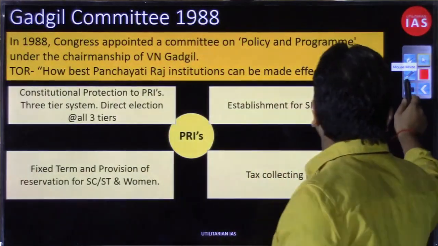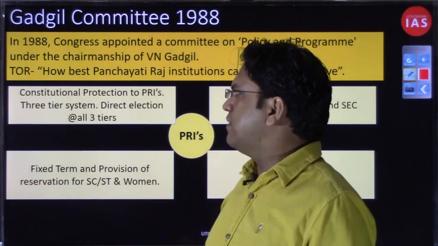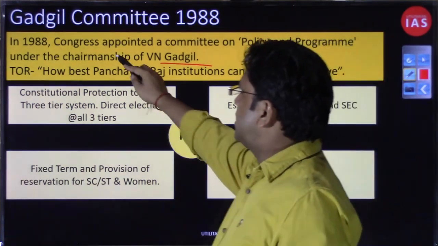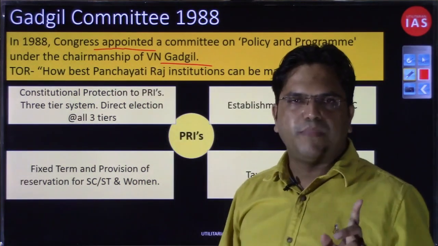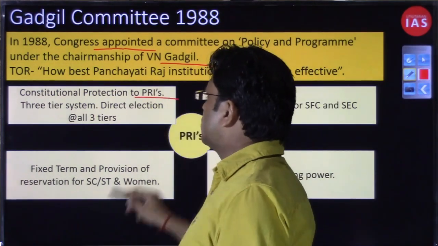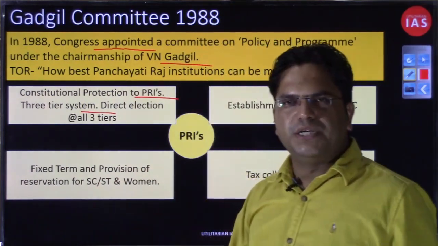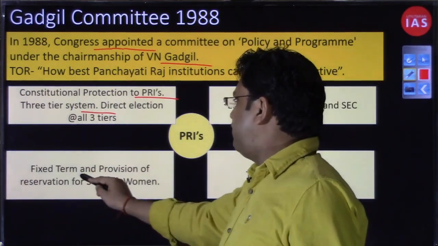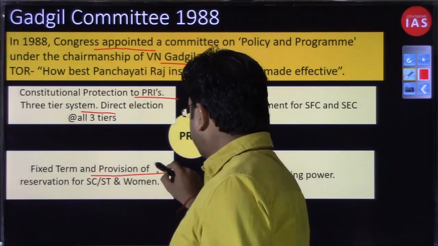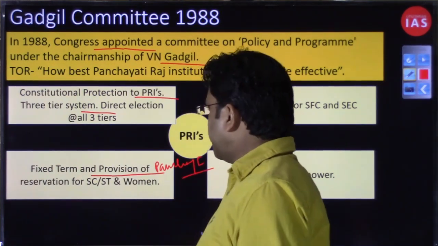Now this is the last committee's recommendation that we are going to discuss. In 1988 itself, you had the establishment of the VN Gadgil committee, right? And that had been appointed by the Congress, a party, right? So what are the recommendations? Constitutional protection, it also talks about. Here it talks about a three-tier system, which had already been talked about in the Balwant Rai Mehta committee. Then a fixed term for Panchayati Raj institutions, right? So that is one addition.